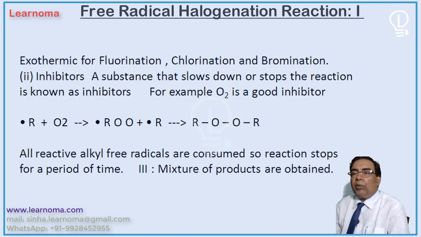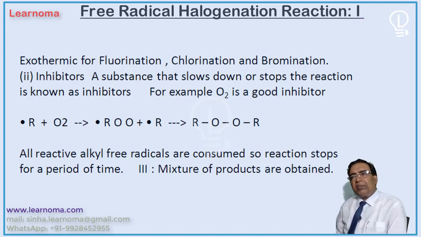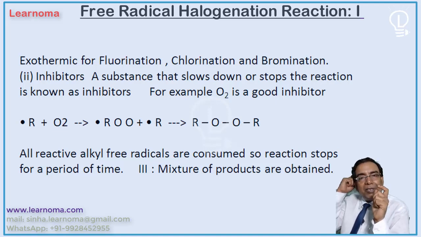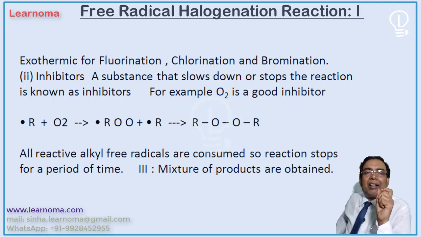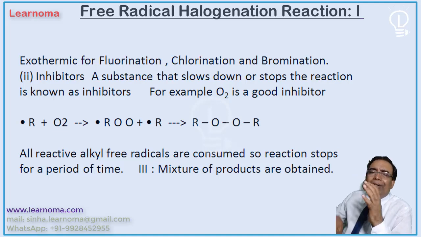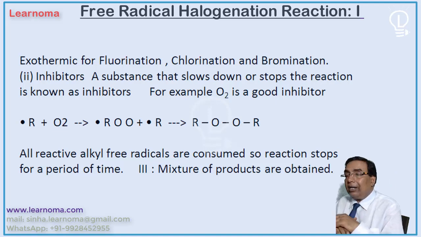Exothermic for fluorination and bromination. Now, the last one, inhibitors. What are the radical inhibitors? What is the role of radical inhibitors? A substance that slows down or stops the reaction is known as an inhibitor. Basically, inhibitors are nothing but radical scavengers. They control the concentration of radicals in the reaction mixture.